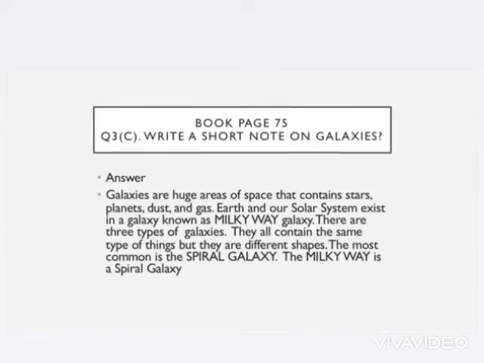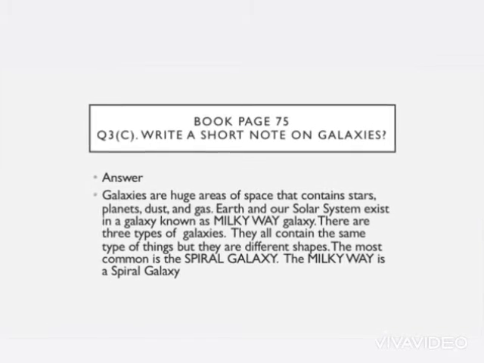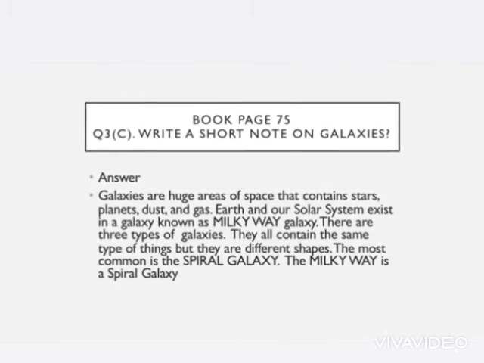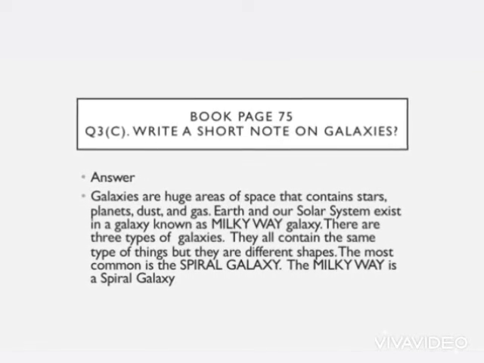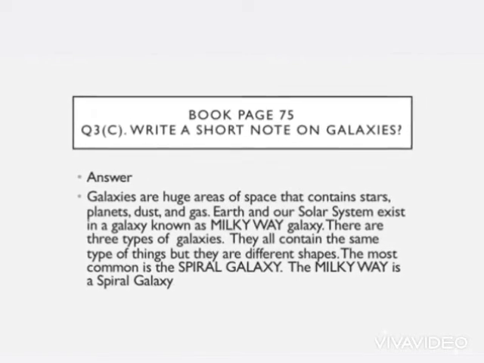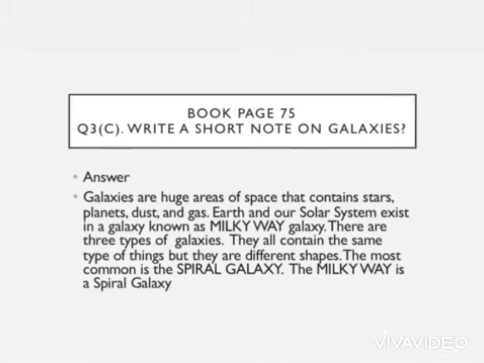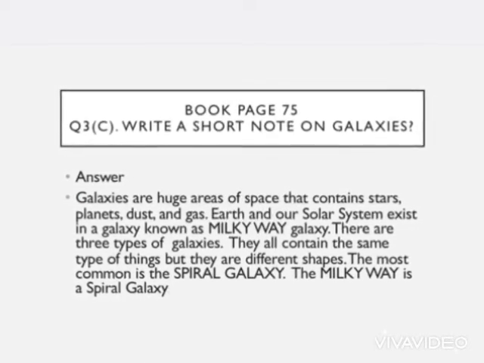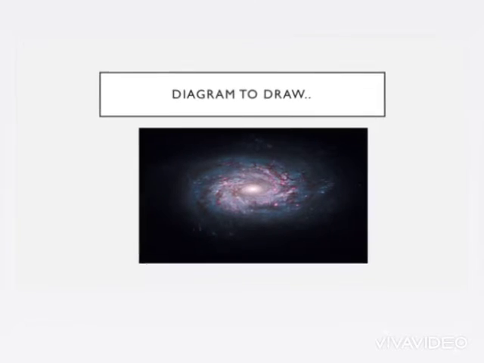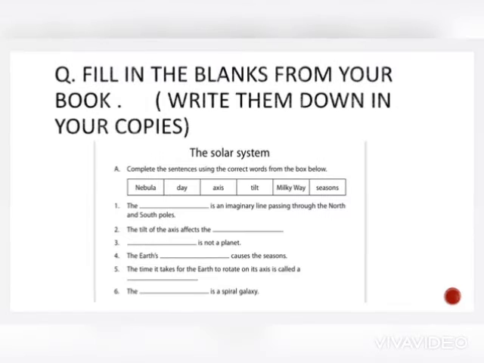Moving next, we have the last question. Write a short note on galaxies. The answer is, galaxies are huge areas of space that contain stars, planets, dust and gas. Earth and our solar system exist in a galaxy known as the Milky Way galaxy. There are 3 types of galaxies. They all contain the same type of things, but they are different shapes. The most common is a spiral galaxy. The Milky Way is a spiral galaxy. This is the diagram of the galaxy which you have to draw.